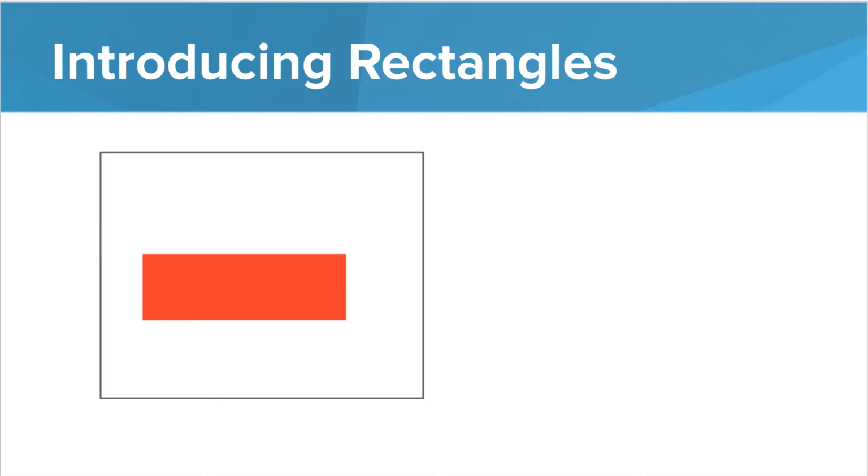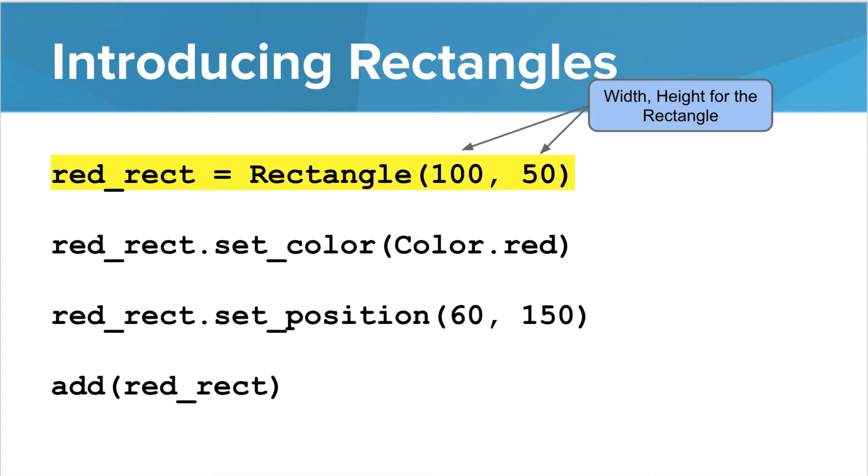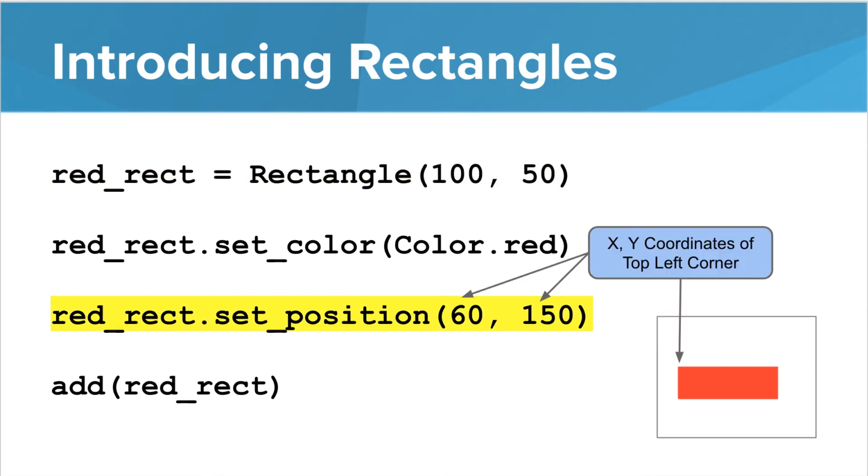Now let's take a look at rectangles. Rectangles are very similar to circles. Creating a rectangle, we use two parameters that we pass: our width and our height, and we put those in that order inside of our parentheses. We can then also set the color just like we did before. In this case, we're setting the color to red.